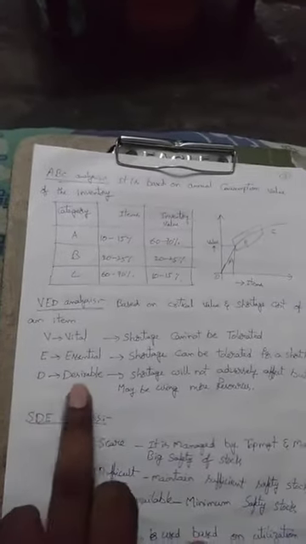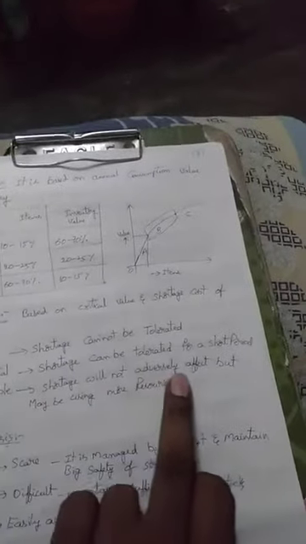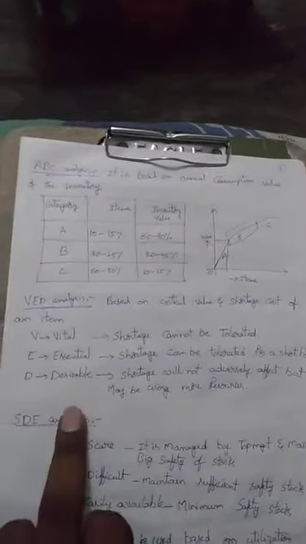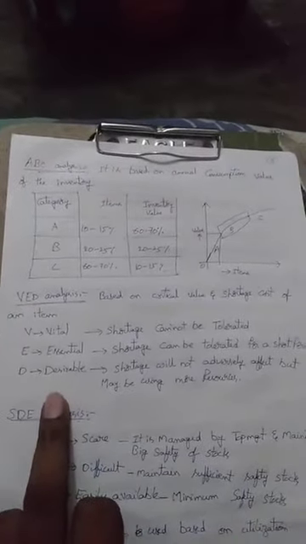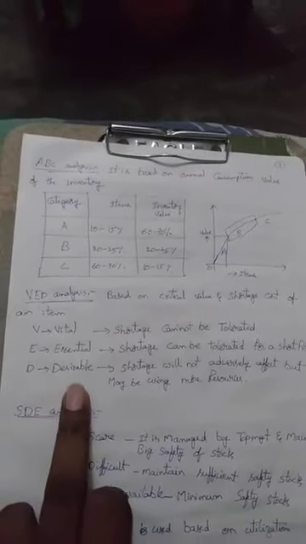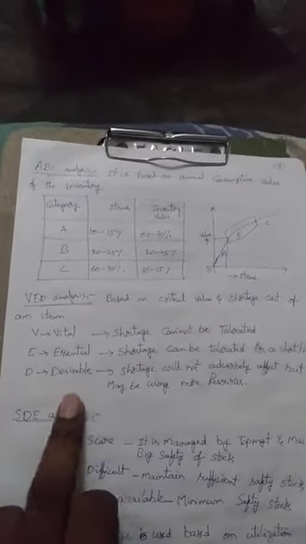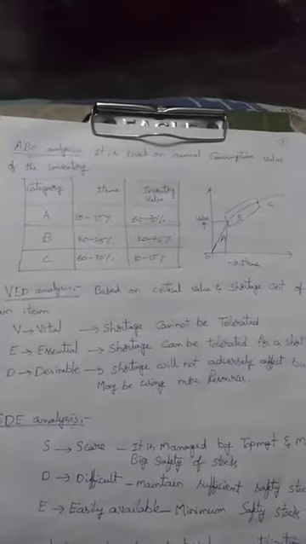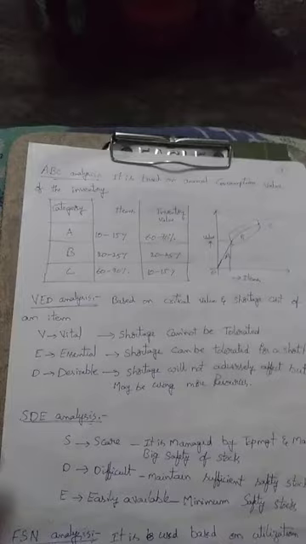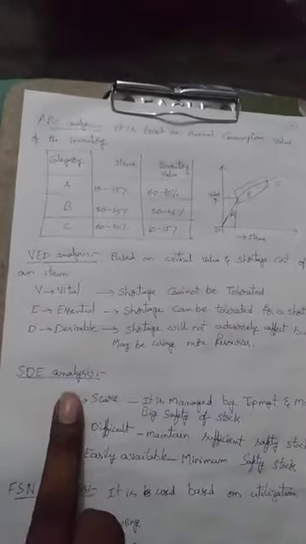D stands for desirable. Shortage will not be advised, but it may be using more resources. So desirable is for the improving of qualitative and other concepts point of view. D is a desirable concept. So if the industry is applying the VED analysis, it also gives good results. Then another analysis is SD analysis.